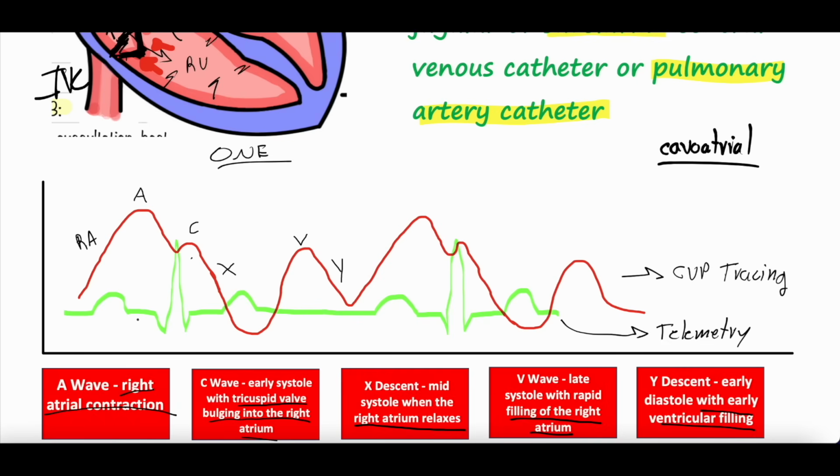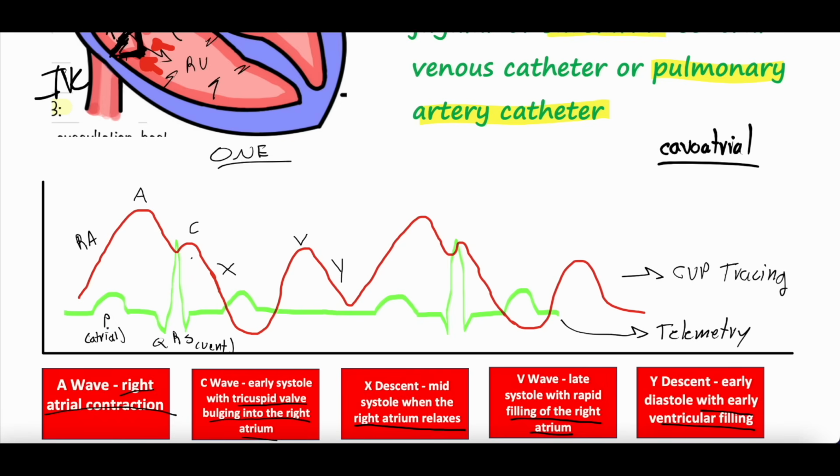If we look at the telemetry strip, this might be more confusing. If you're not quite there yet, that's okay, but for those of you that are still with me, this is telemetry. So this is a P wave. P wave is an atrial contraction, and we have a whole EKG series linked in the video description. This is the QRS complex, and this is ventricular contraction.